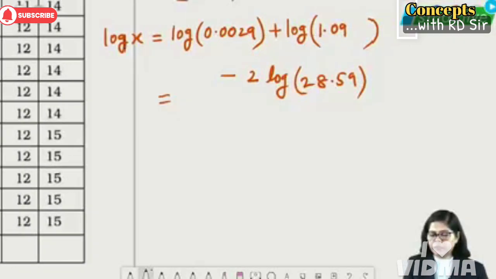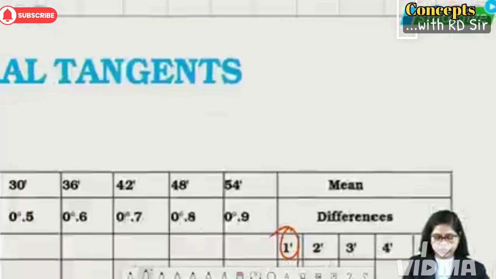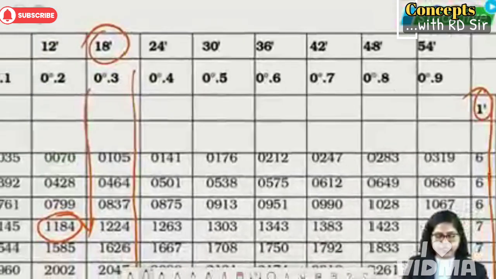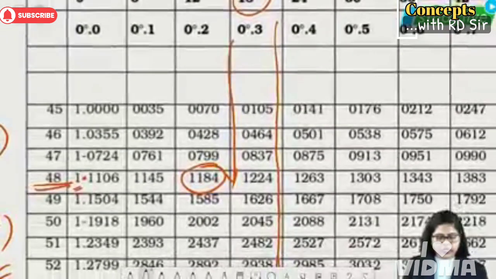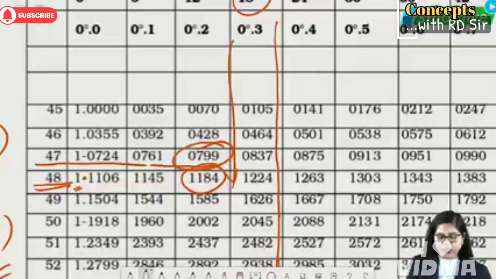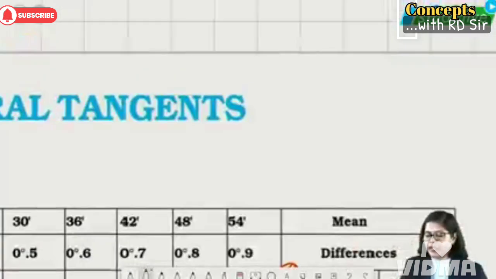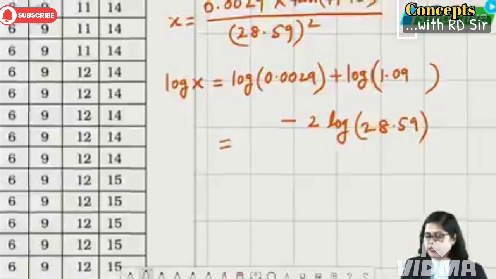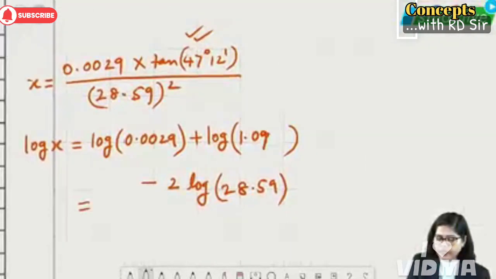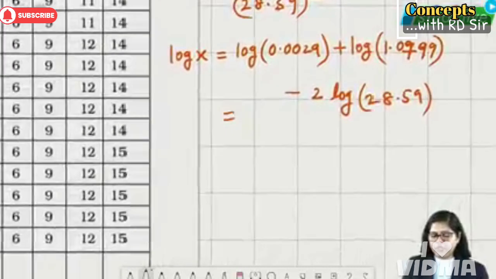That is 1 minute. What is the value you are getting here? Natural tangent, you just check that. That is 47 degrees 12 minutes. That means 1.0799, that is the value we are going to write here.